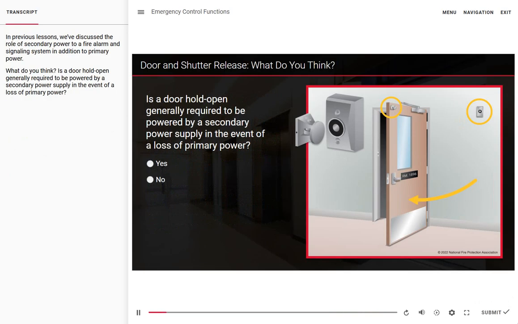In previous lessons, we've discussed the role of secondary power to a fire alarm and signaling system in addition to primary power. What do you think? Is a door hold open generally required to be powered by a secondary power supply in the event of a loss of primary power?